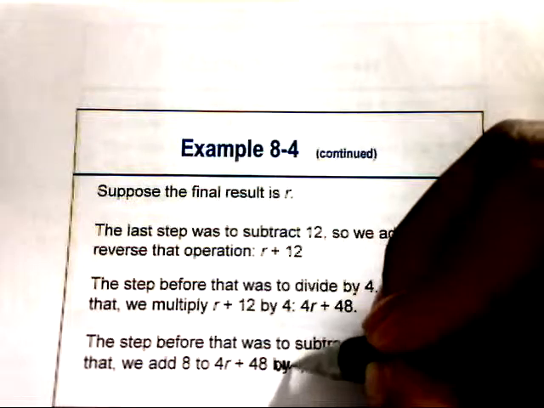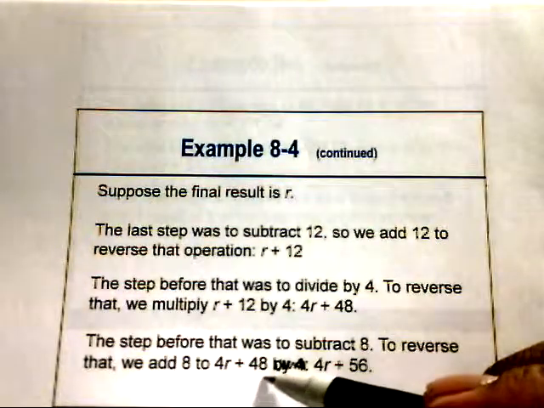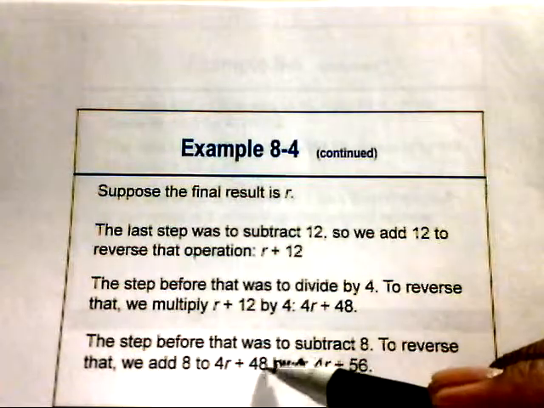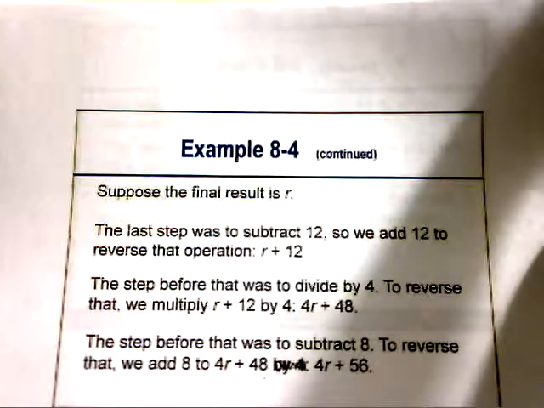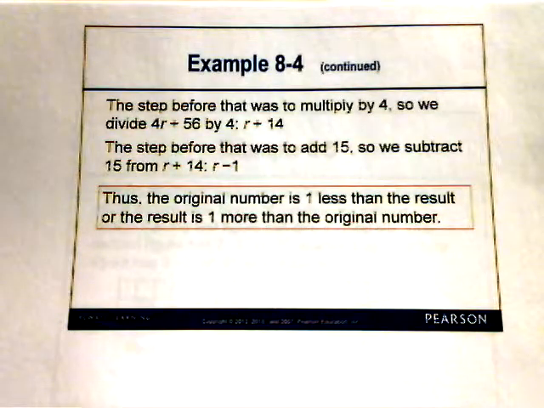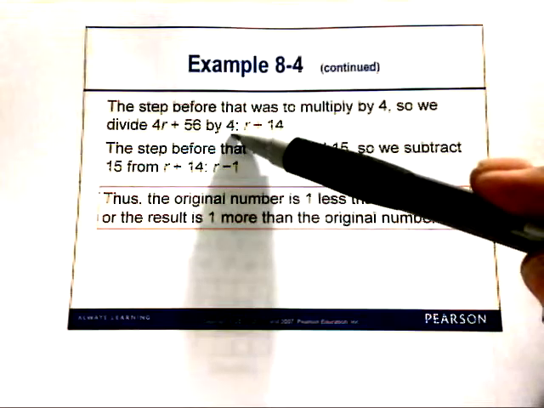Okay, scratch out this by 4. So you're adding the 8 to the 4R plus 48. So 8 plus that 48 will be the 56. So you have 4R plus 56 as your next algebraic expression. The step before that was to multiply by 4. So we divided the 4R plus 56 by 4.